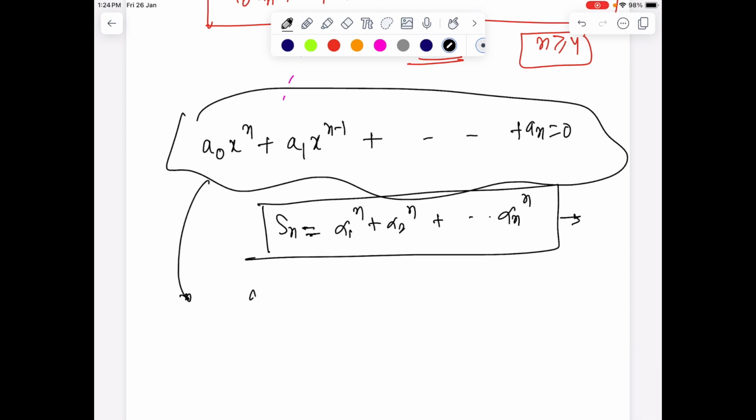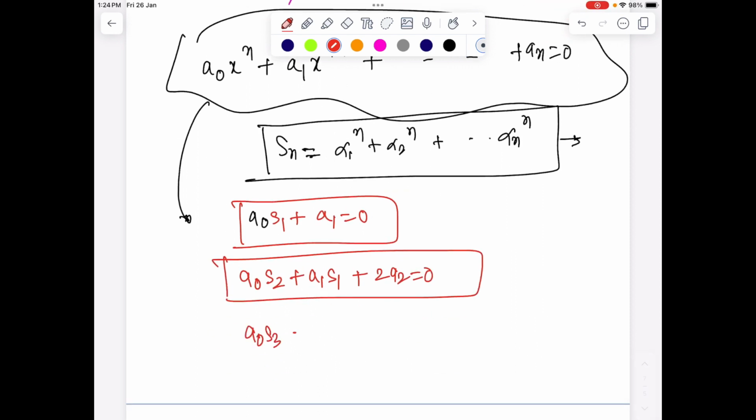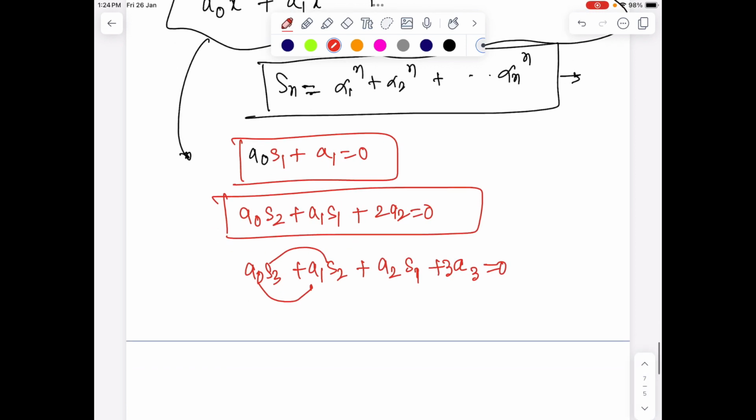Okay, so according to Newton's sum, we'll have again a naught s1 plus a1 equals 0. The second relation is a naught s2 plus a1 s1 plus 2a2 equals 0. Third is a naught s3 plus a1 s2 plus a2 s1 plus 3a3 equals 0. So the index of a is increasing and the index of s is decreasing.